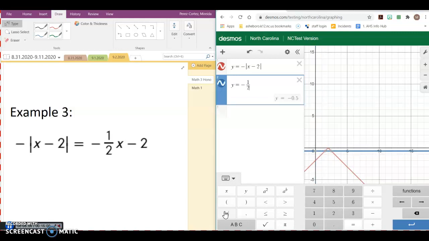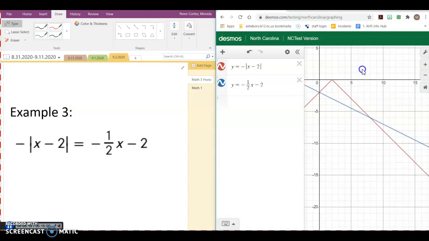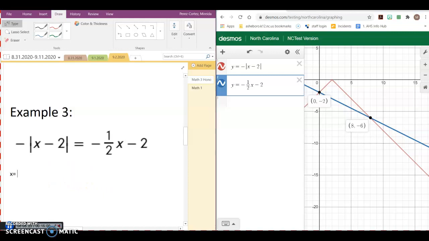Notice that you need to press the arrow key. I press the right arrow key to bring it up like that. So be very careful when typing this in. And my solution, again, is where it intersects. And again, we're only taking the x value. So my solution to this one is x equals 0 and x equals 8. So I have two solutions for example number 3. And again, it's that simple on Desmos graphing.